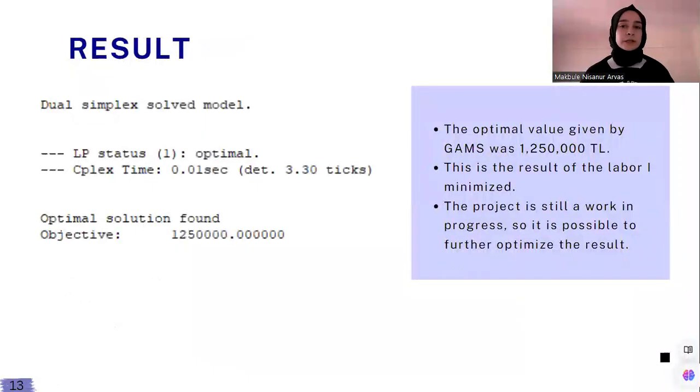In the result part, the optimal value given by GAMS was 1,025,000 TL. This is the result of labor that I minimized. The project is still a work in progress, so it's possible to further optimize the results.